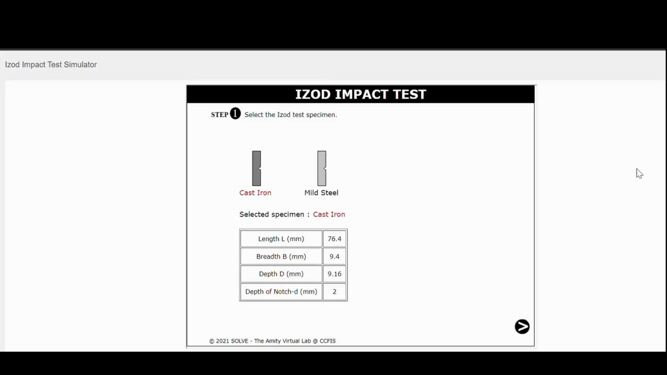Okay, we can select the specimen. We will select cast iron, and here we have length L is 76.4, breadth B is 9.4, depth D is 9.16, and lastly depth of notch D is 2.